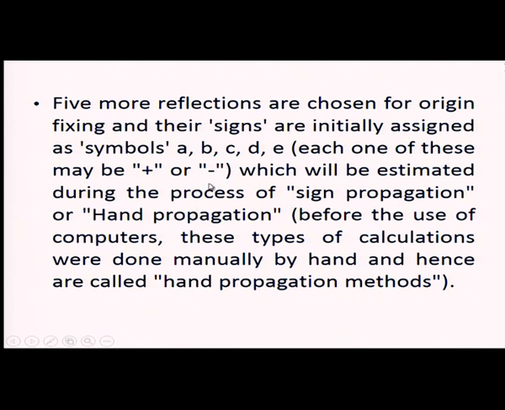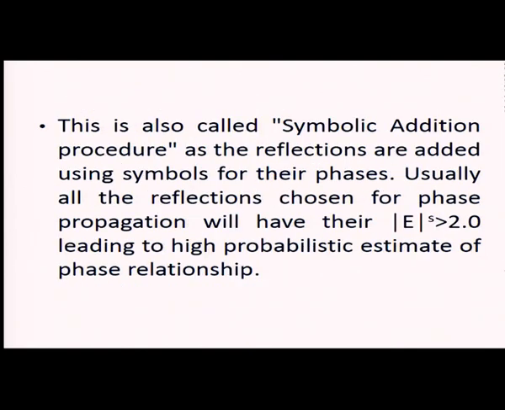These have been done manually before the advent of computers, and these people struggled with getting this propagation. Sometimes they may get a wrong result in between. I tell you how. Again they have to go back to the start and do the hand propagation again. These are some complications. This is also called the symbolic addition procedure, because in non-centrosymmetric structures you are just adding phases to get the phase of the new reflection.